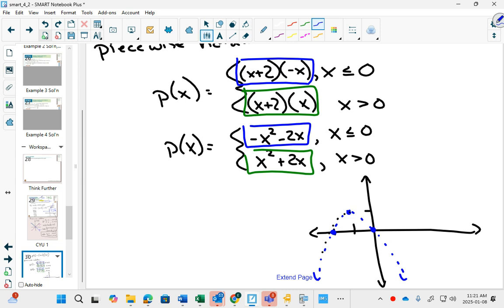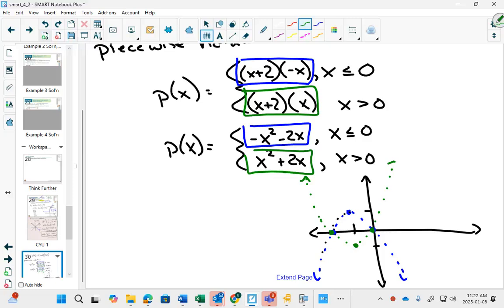Similarly, the green one, in factored form, has the exact same x-intercepts, but my green graph is positive. It's going to open up. I could do the same thing and figure out that its vertex is at -1, and its graph opens up like this. So now I've drawn both graphs in their entirety with a dotted line. The last thing I have to do is draw the final graph with the right pieces.